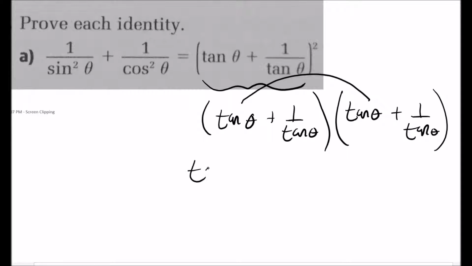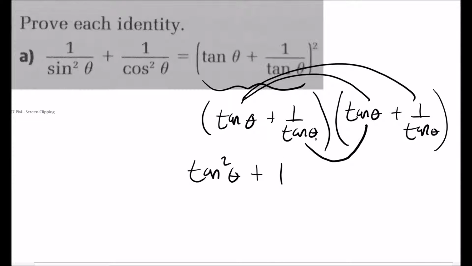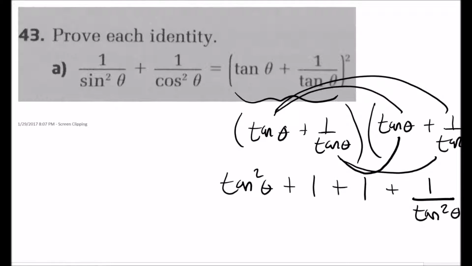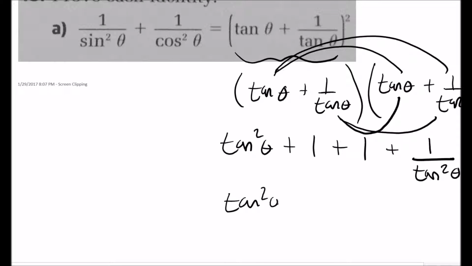So tan times tan gives us tan squared theta. Tan theta times 1 over tan theta means that the tans cancel out, or reduce down to 1, I should say, plus 1. And then 1 over tan theta times tan theta will also become 1 again. And then 1 over tan theta times 1 over tan theta simply becomes 1 squared, which is 1, over tan squared theta in this case. Okay, so we have this, which is the same thing as saying tan squared theta plus 2 plus 1 over tan squared theta.